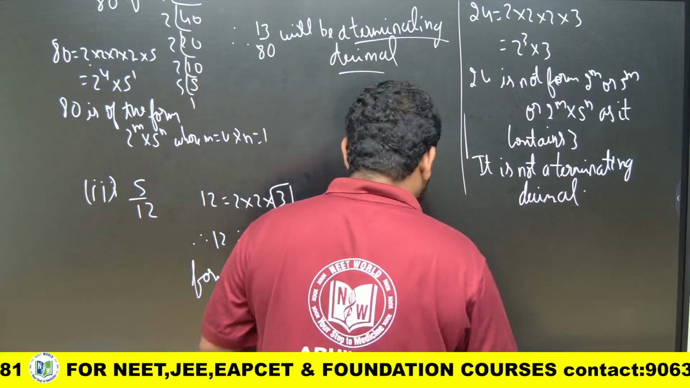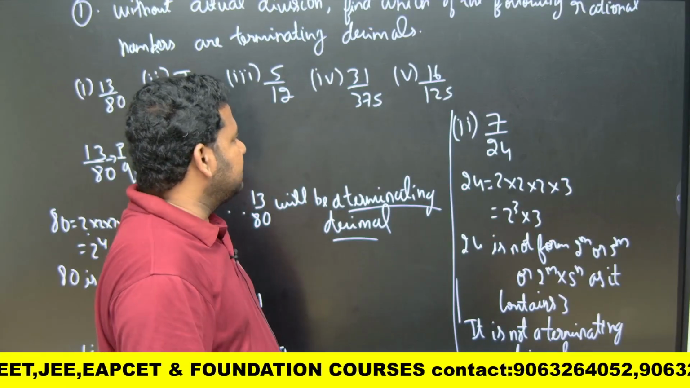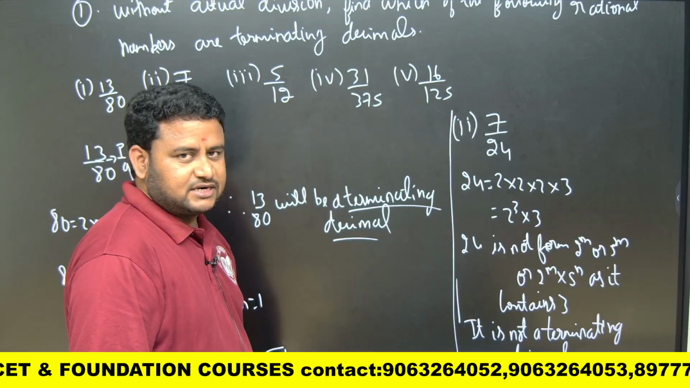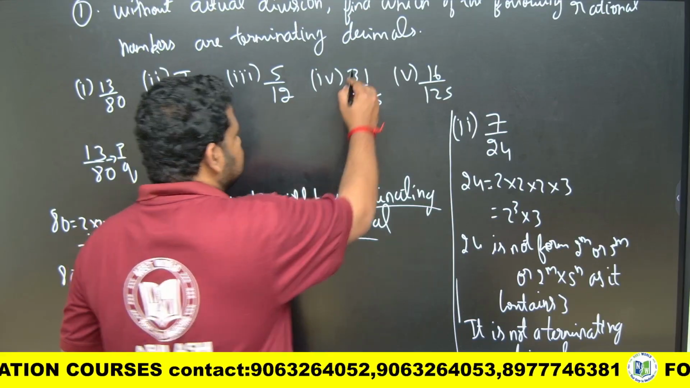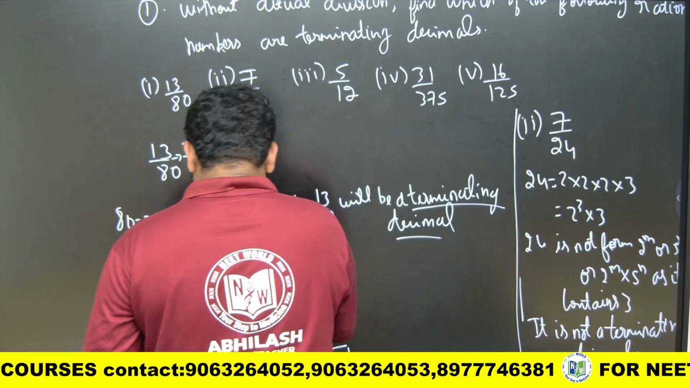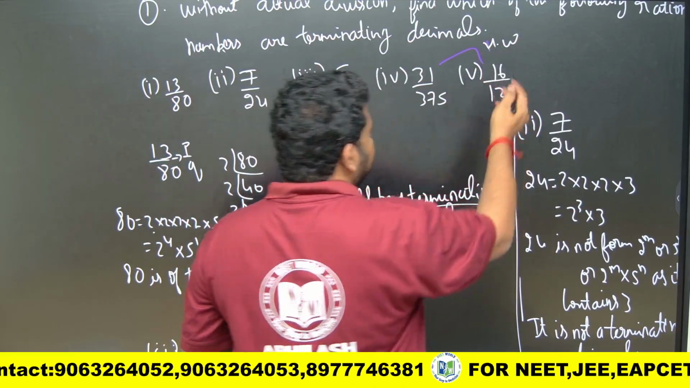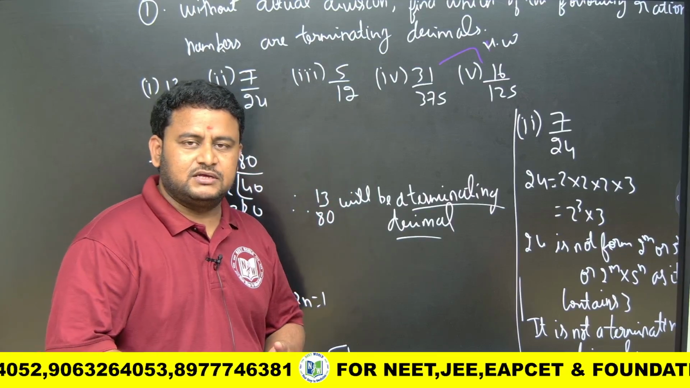Now what I'll do is, these two questions, 31 by 375 and 16 by 125, directly you can tell me whether it is terminating or not terminating in the comment section. But still, I'll give this as homework. These two questions, take it as homework. Please try by yourself. I'll do it definitely in the next class.